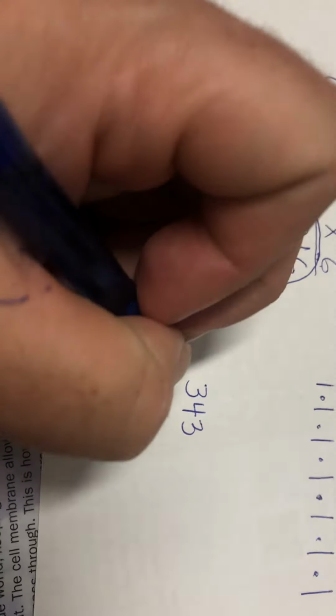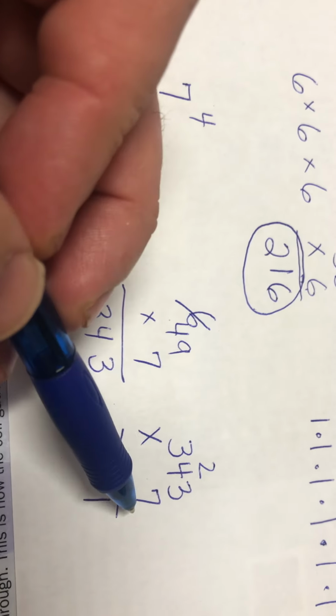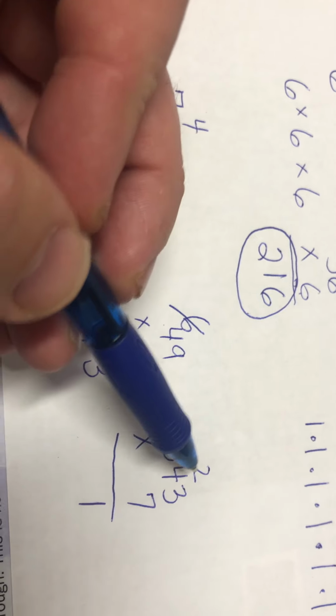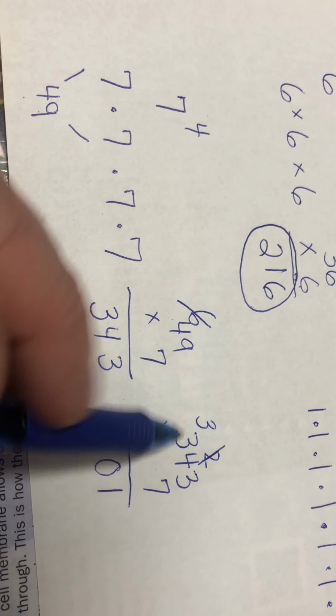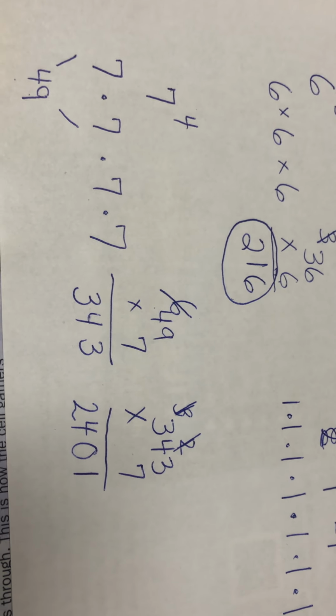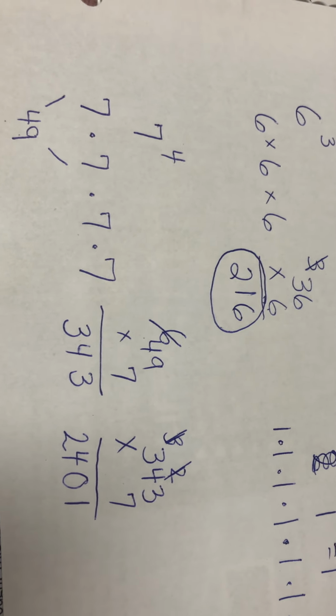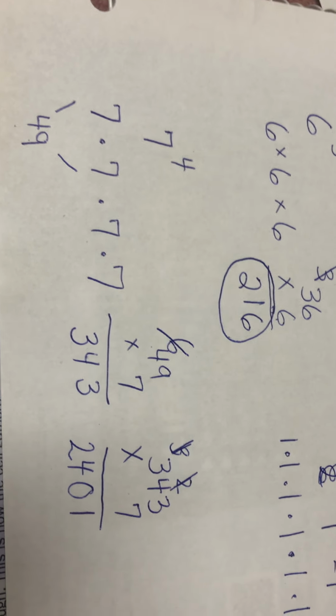So I come over here, 343 times 7. All right, 7 times 3 is 21. Put the 1 down, carry the 2. 7 times 4 is 28, plus 2 is 30. Put the 0 down, carry the 3. 7 times 3 is 21, plus 3 is 24. So I get 2,401. I can be confident that's the right answer as long as I'm confident in my multiplication.